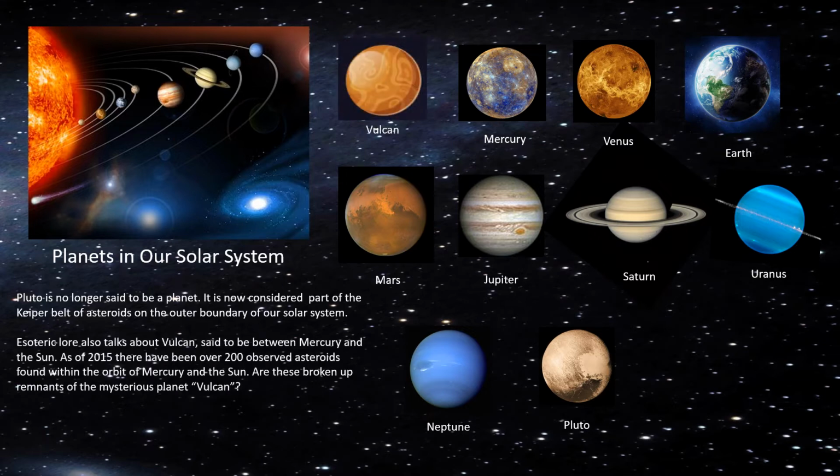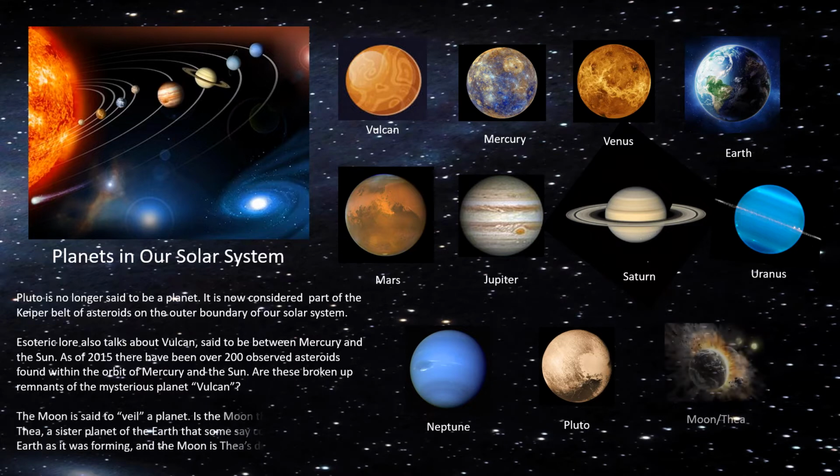And then in esoteric lore, they also add in the planet Vulcan, which was said to be somewhere between Mercury and the Sun. And scientists used to make fun of that idea, except as of 2015, there have been over 200 observed asteroids found within the orbit of Mercury and the Sun. Are one of these asteroids Vulcan? Or are all the asteroids the broken up remnants of the mysterious planet Vulcan?